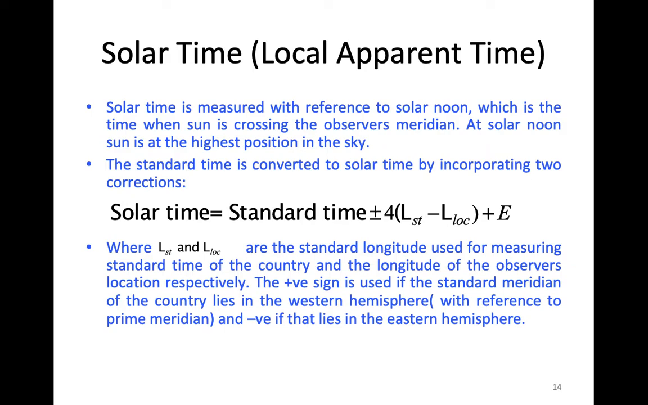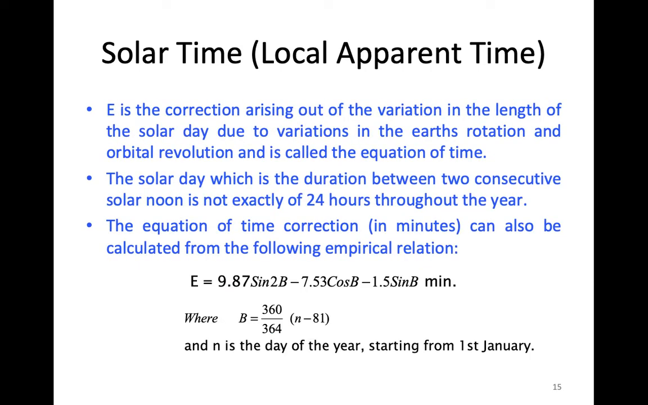The equation for calculating solar time is shown here, where LST and LOC are the standard longitude used for measuring standard time of the country and the longitude of the observer's location respectively. The plus sign is used if the standard meridian of the country lies in the western hemisphere with reference to prime meridian and negative if that lies in the eastern hemisphere.